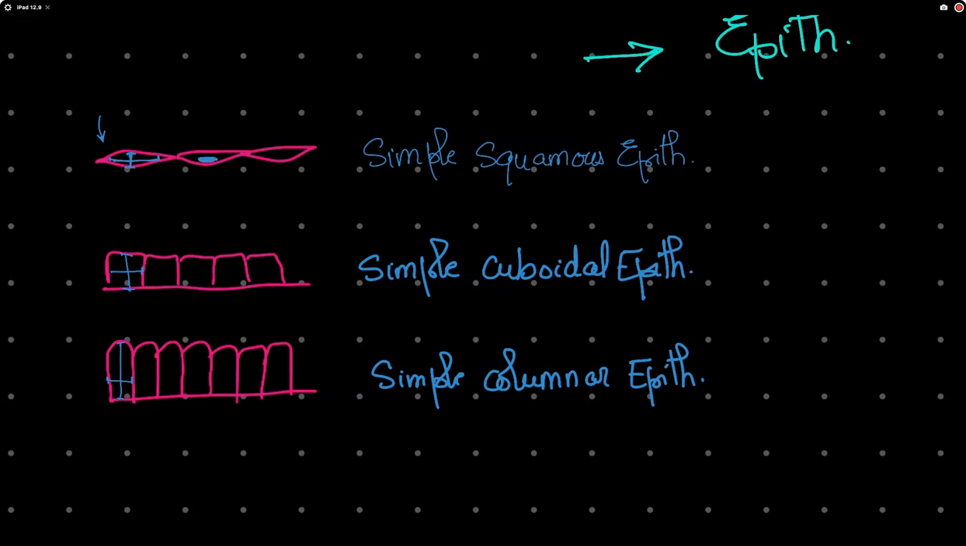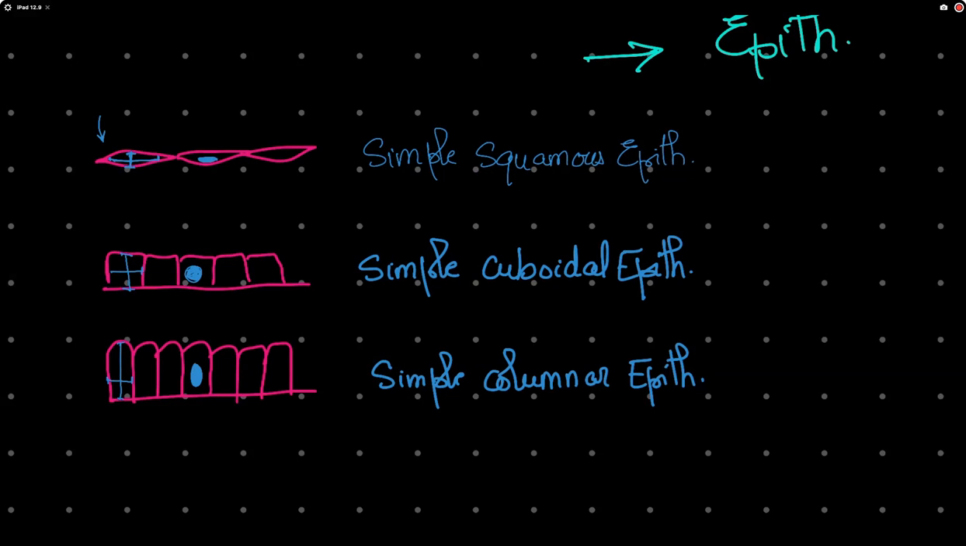The nucleus flattened like this, ovoid, squeezed, is going to be inside a squamous cell. If the nucleus is rounded, it's going to be a cuboidal cell. If it's ovoid but elongated, like this, it's going to be a columnar cell.